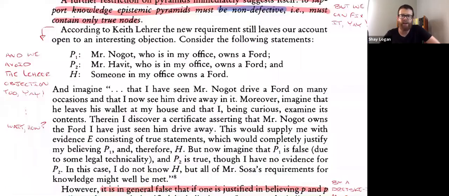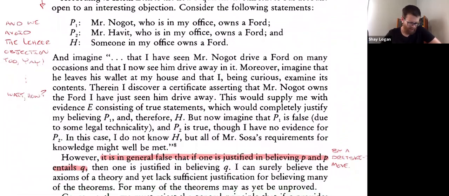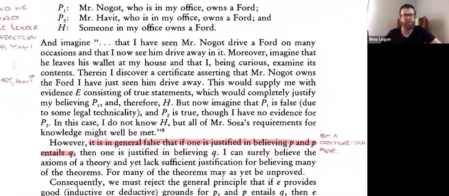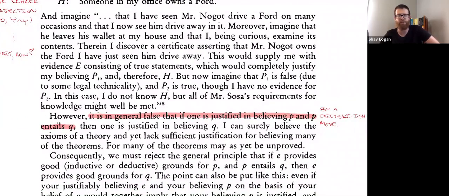Okay. And now once we make this change, according to Sosa, we actually get around lottery-style objections as well. Yay. And you might wonder, wait, how do we get around the lottery-style stuff? And it's pretty straightforward. He uses a Dretske-ish move. He says, in general, it is false that if one is justified in believing P and P entails Q, then one is justified in believing Q. I suppose this underlining should have continued.